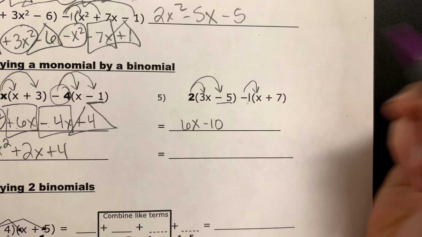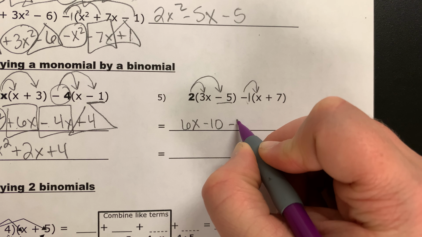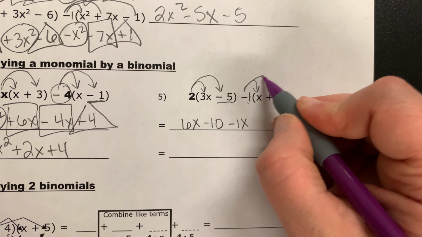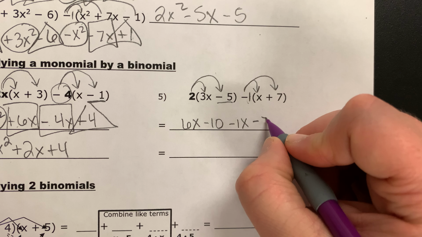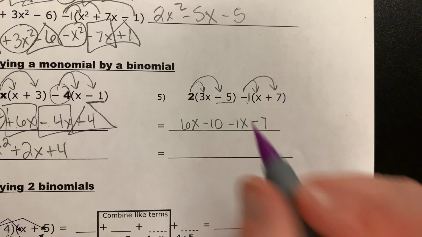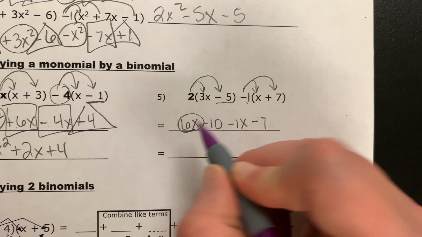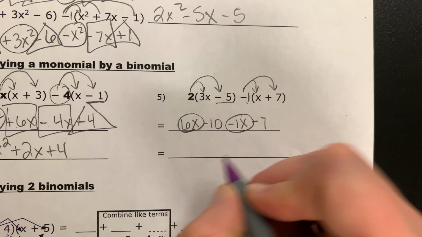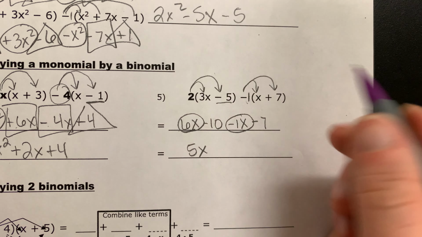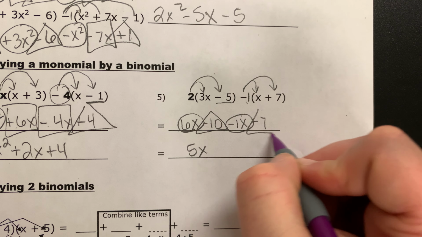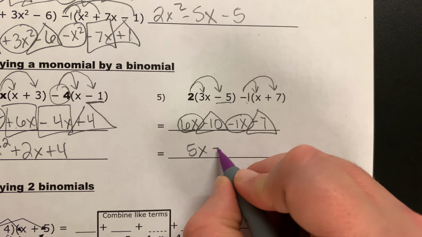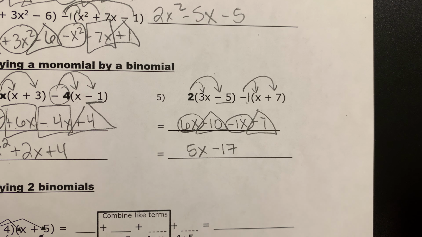Negative 1 times x is negative 1x. Negative 1 times 7 is negative 7. Now I can combine what's alike. I don't see any x squareds, so I'm going to start with x. 6x minus 1x gives me 5x. And then I have negative 10 minus 7 gives me negative 17. I can't combine those, so I'm done.